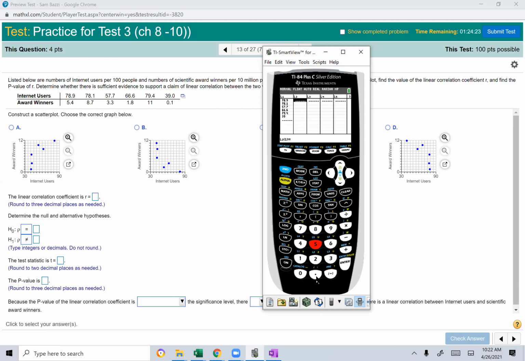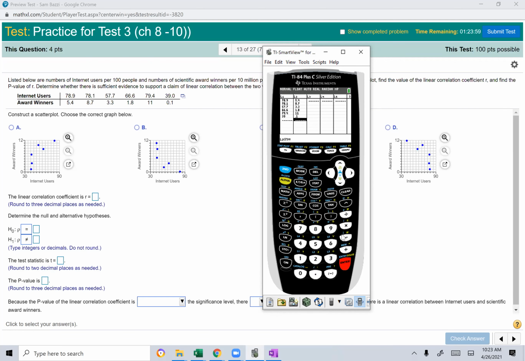L2, 5.4, 8.7, 3.3, 1.8. Oh, that's 11 here. Okay. Just be very careful. And 0.1. That's what I got.